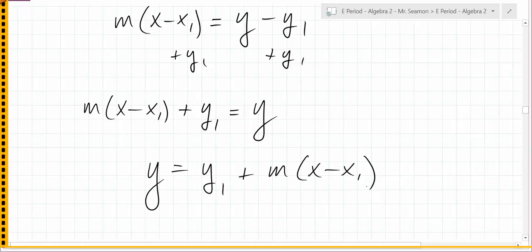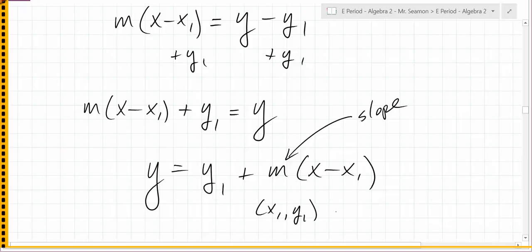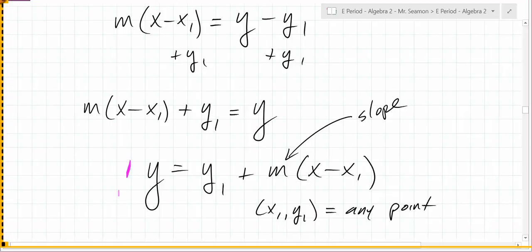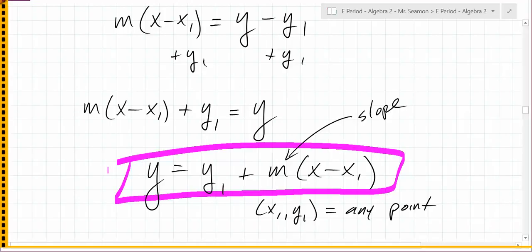Here's what's really cool about that. What does m still represent? Slope. And what did x1, y1 represent? Any point. What this gives you right here is, if you know the slope and any point, what can you write? The equation of the line. Immediately. If you know the slope and any point, could the point be the y-intercept, Milo? Yes. Does it have to be the y-intercept, Summer? No.